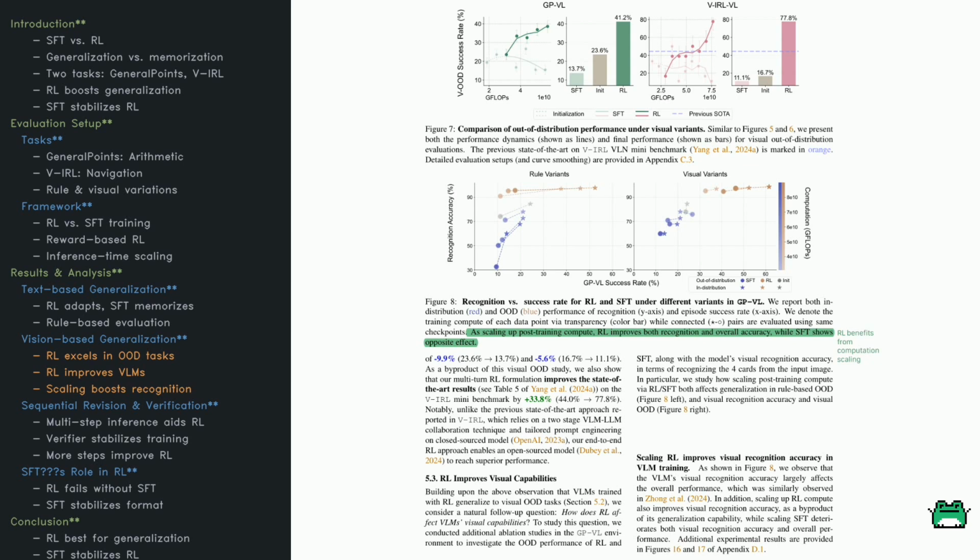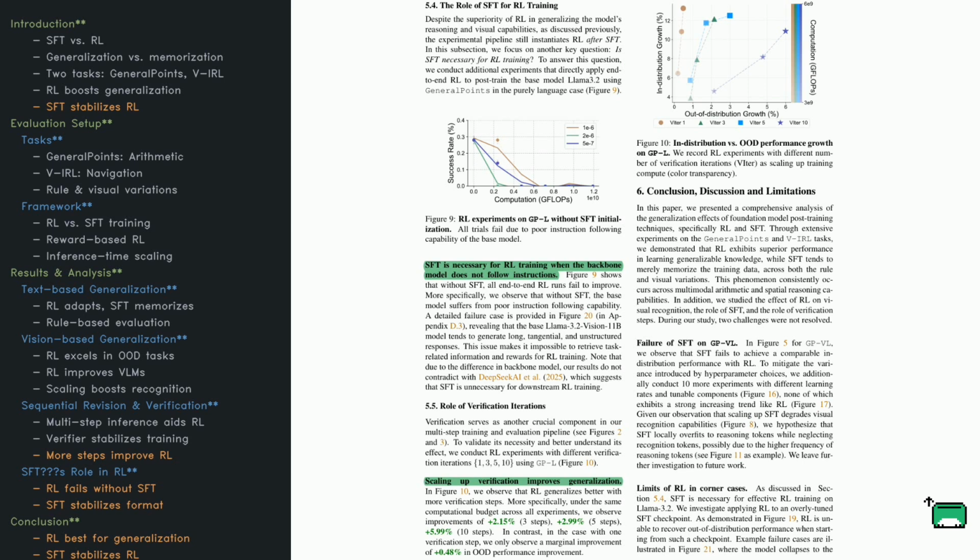The discussion then shifts to visual perception in vision language models, VLMs. Since these models process both images and text, strong generalization is essential. RL once again proves superior. Scaling up computation enhances both recognition accuracy and overall performance. Meanwhile, SFT's reliance on memorization causes it to deteriorate in OOD tasks. The takeaway? If you're working with vision language models, RL is the key to real-world adaptability. SFT just isn't built to handle novel situations.